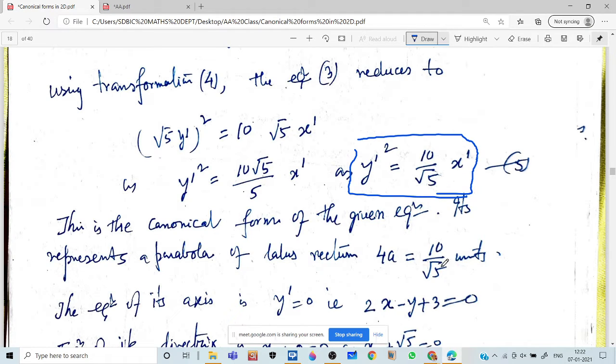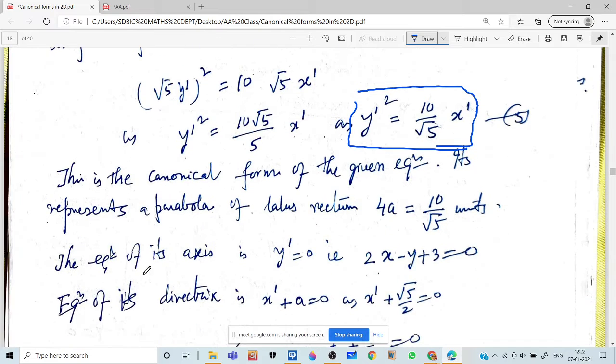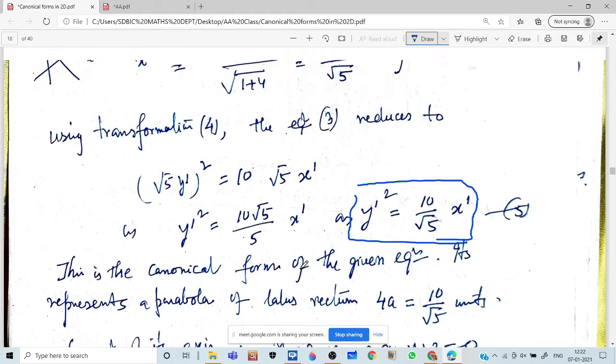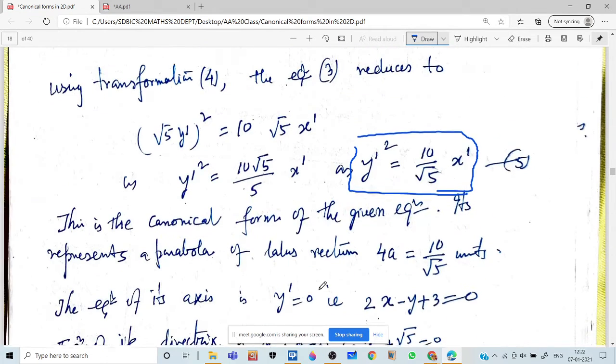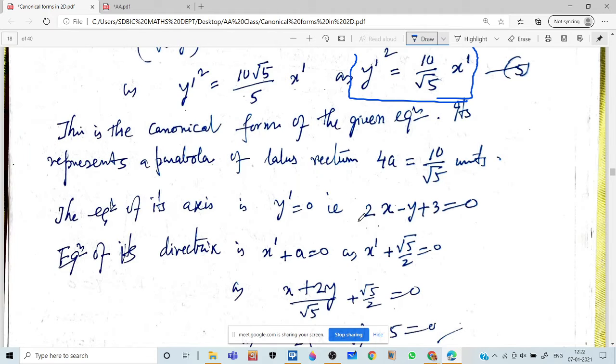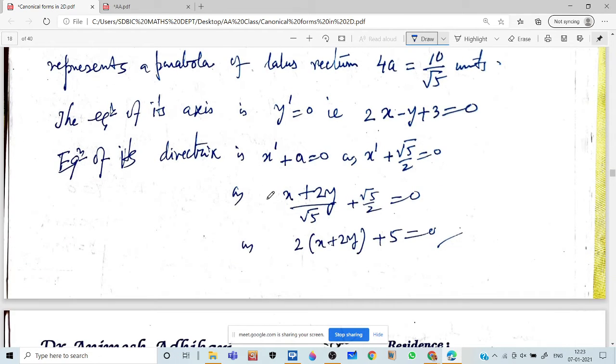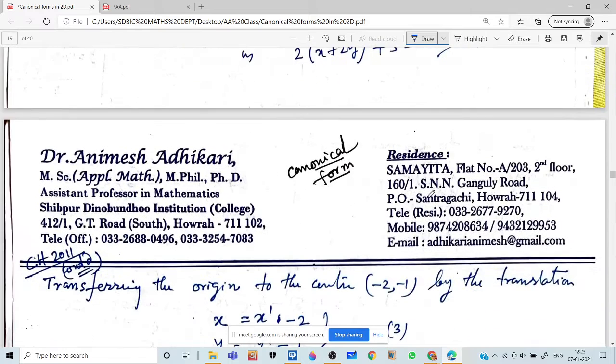Here 4a is equal to 10 by root 5 units, and the equation of its axis is the x-axis, a new x dash axis, that is y dash equal to 0. Hence y dash equal to 0 means twice x minus y equal to 3 equal to 0, and this is the axis or equation of the axis of the parabola. And directrix x dash plus a, and put the value of x dash and get the equation of directrix, etc.